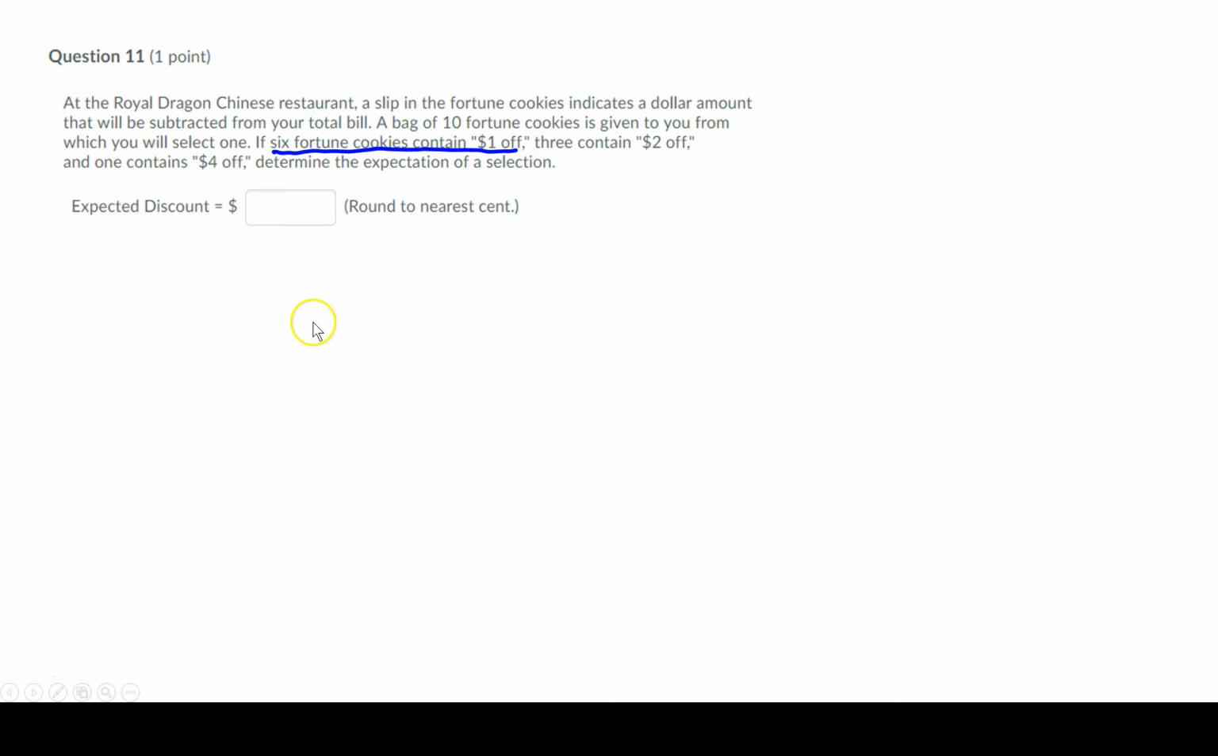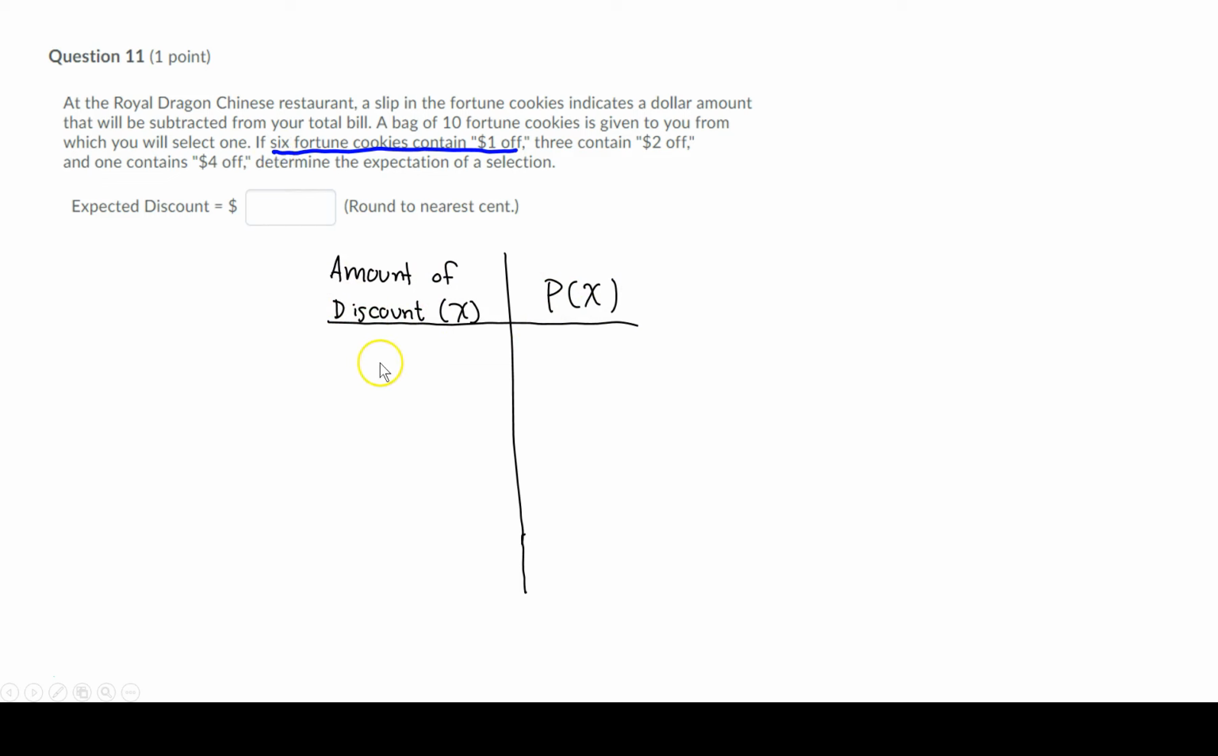So I'm going to need to figure out the different possible outcomes, which is the amount of the discount, and the probability for that. So we had 6 fortune cookies that contain $1 off. So the amount of discount is $1. 6 out of 10 of the fortune cookies are going to have that. So it's a 3/5 probability when you round it off. You can even just say 0.6 if you want to.